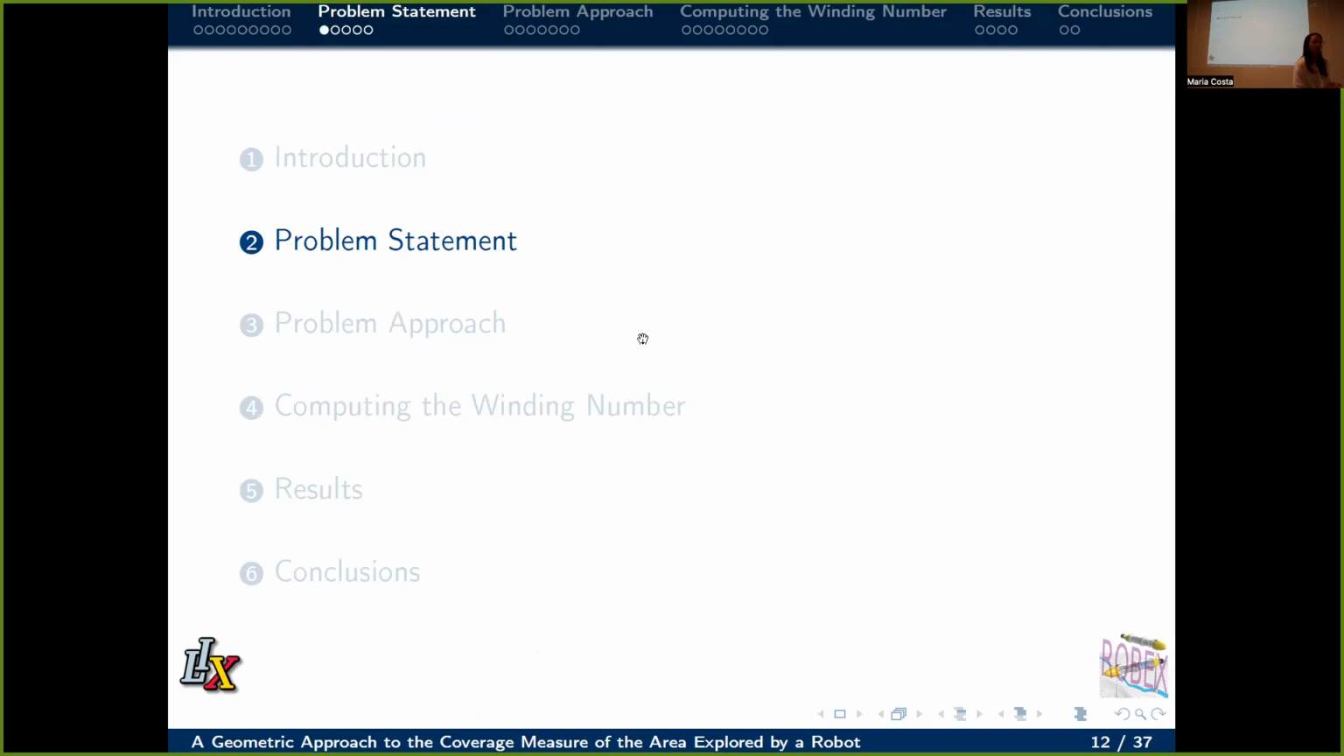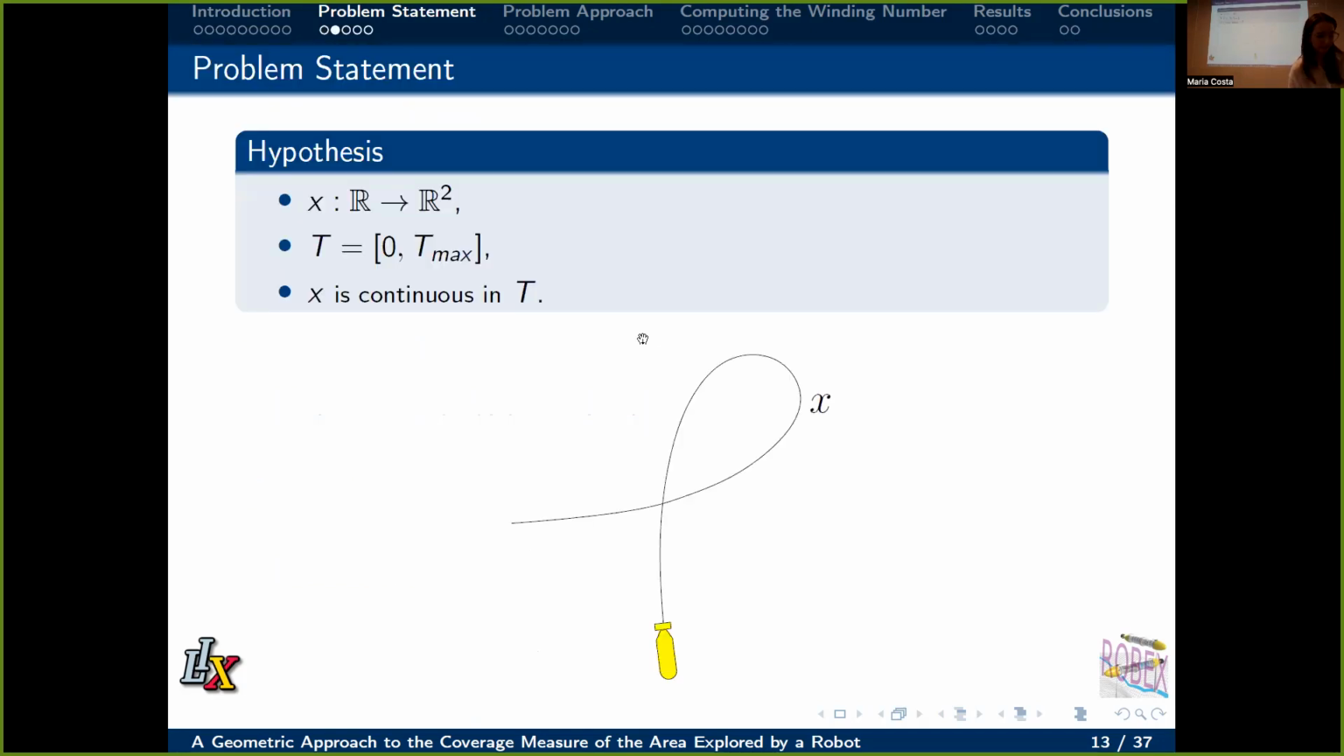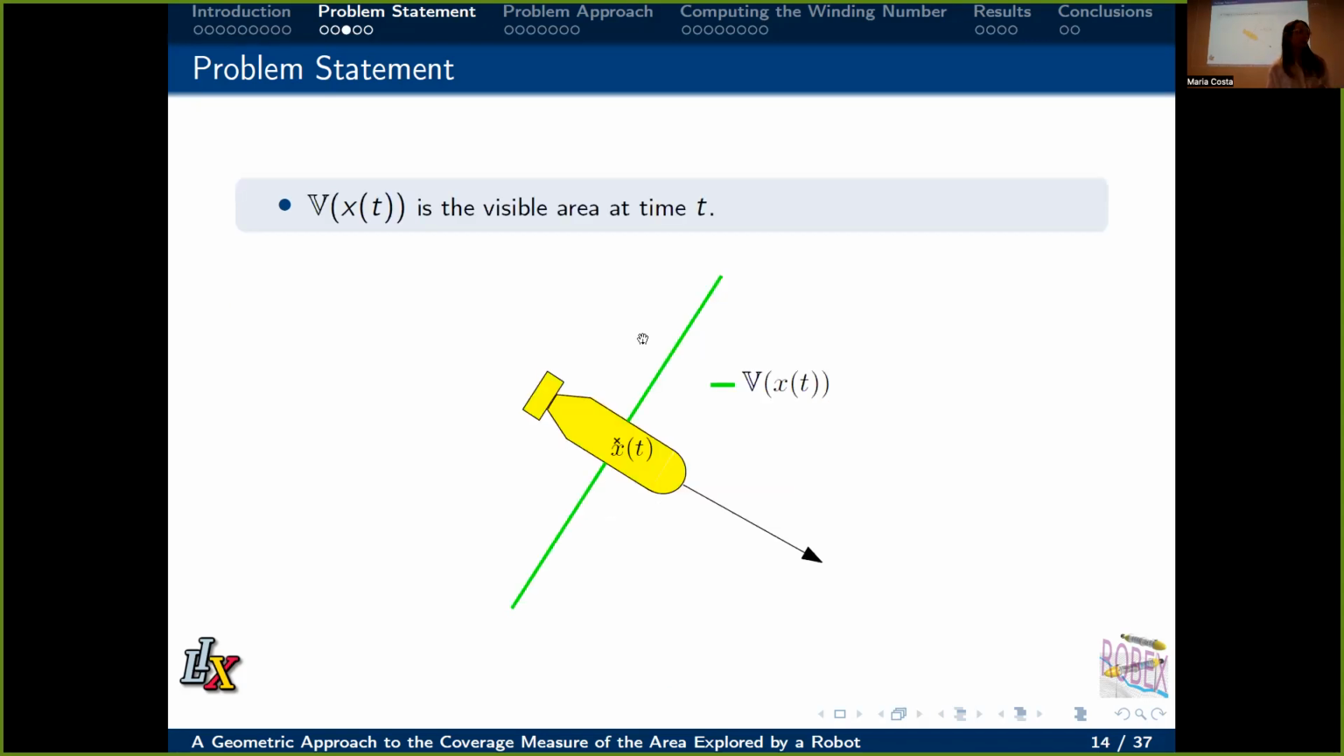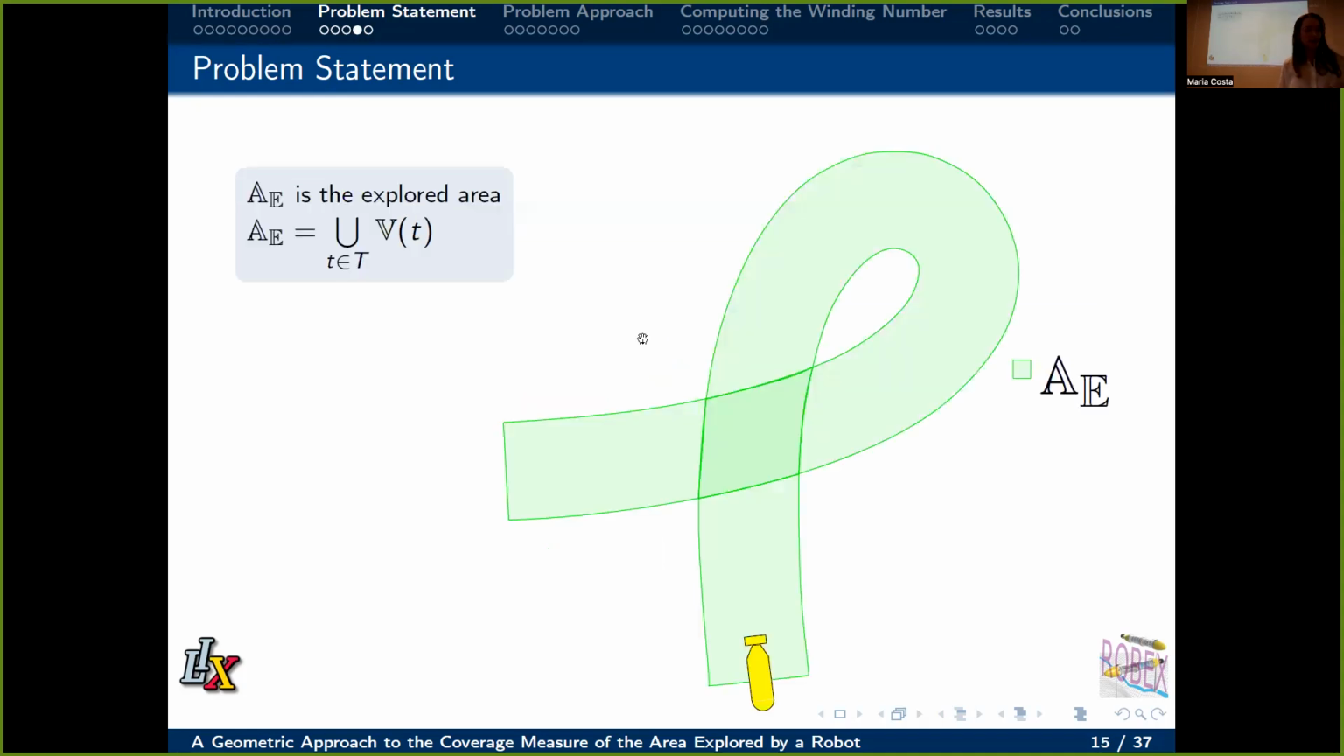Okay, so now I will quickly formalize the problem. So in this presentation, we are assuming that the robot's trajectory is known. In the paper, we will be dealing with uncertainty in localization, but here we assume that the robot's trajectory is a continuous function in the plane X that we know. We will also be defining the visible area of the robot that, as we said, will be a fixed size line that will only depend on the robot's position and orientation. Then we have the explored area that is the union over the trajectory of this visible area.